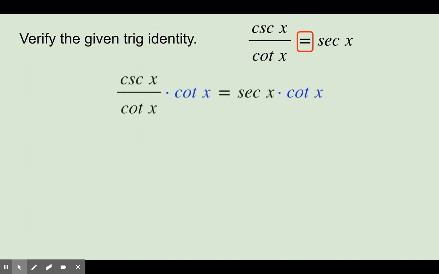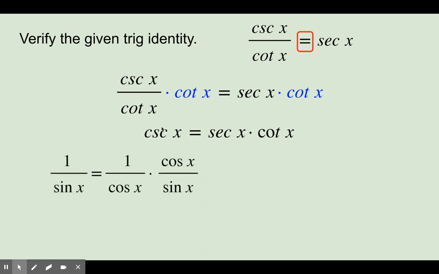So let's start. Here I have an equal sign, so instead of working on the side, I want to get rid of this denominator. And again, this is just one way to approach it. So I'm going to multiply both sides by cotan. Well, if I do that, then I get cosecant equals secant times cotan. And now I'm going to try to simplify the right side like I did in previous ones and see if it equals the left side.